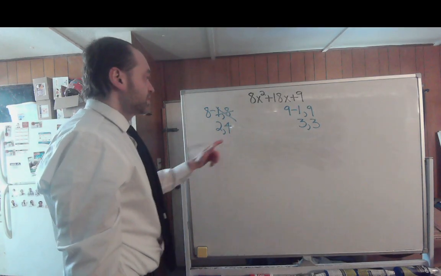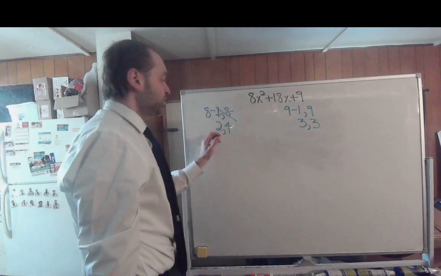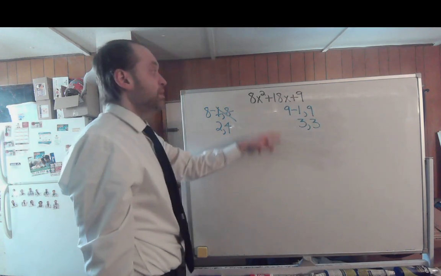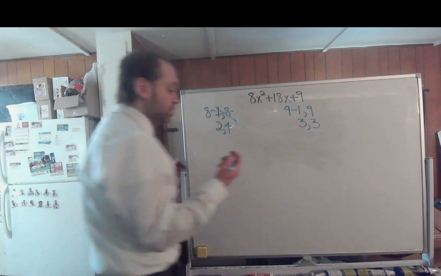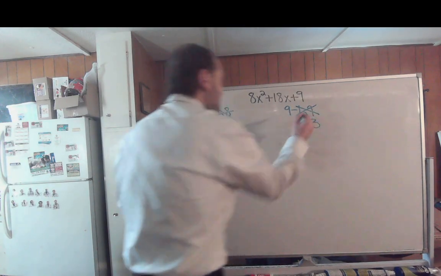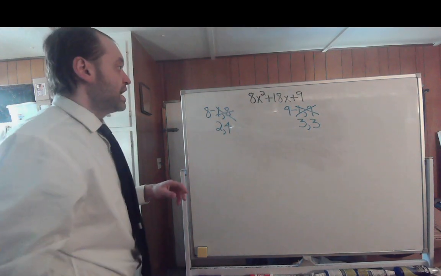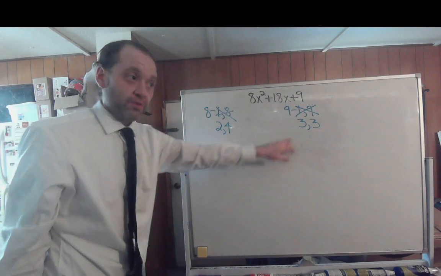What if I took 4 times 1, which is 4, plus 2 times 9, which is 18? That would give me a middle coefficient of 22. That's not going to work. So the 1 and 9s are out. Our only hope now is going to be the 2, 4, and 3.